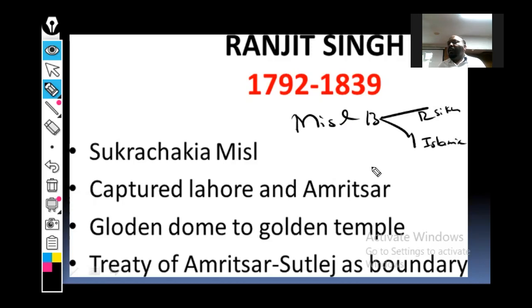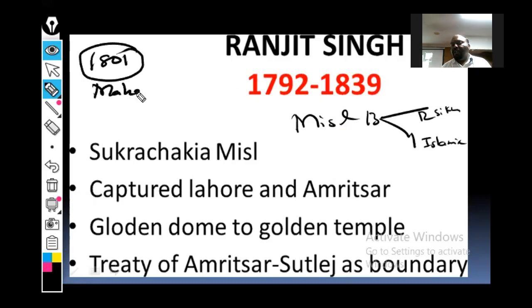So who unites all the Sikh missiles under the Sukrachakya missile? Ranjit Singh. By 1799 to 1801, he was able to bring total control of the entire Sikh regions. And in 1801, he was crowned the Maharaja. He was crowned the Maharaja of the Sikhs.